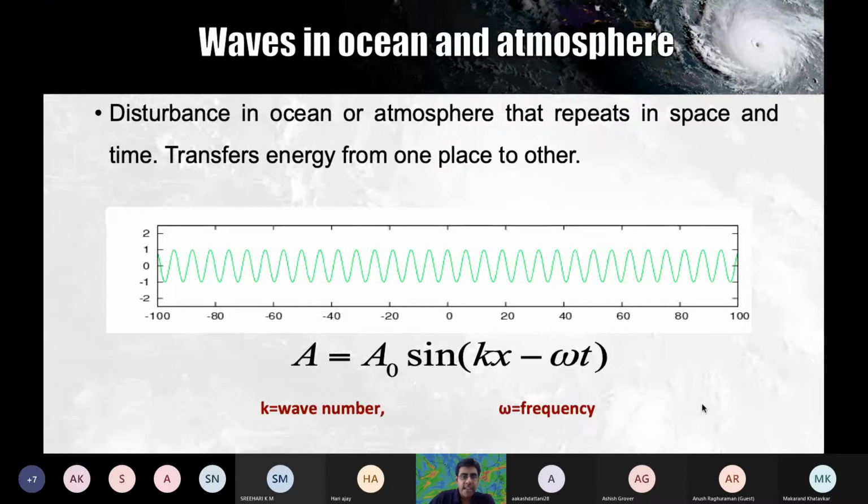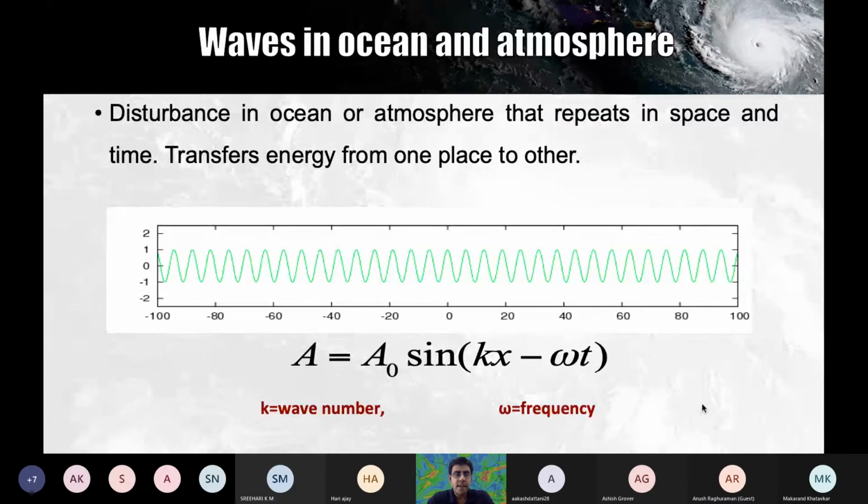Okay, so we will expand on that today, and we will talk about a very interesting phenomenon, which is waves in ocean and atmosphere, and why these waves are very important. To me, at least personally, the understanding of these waves will give a very different perspective to weather. And in the next at least 15 minutes or so, I'll try to explain why.